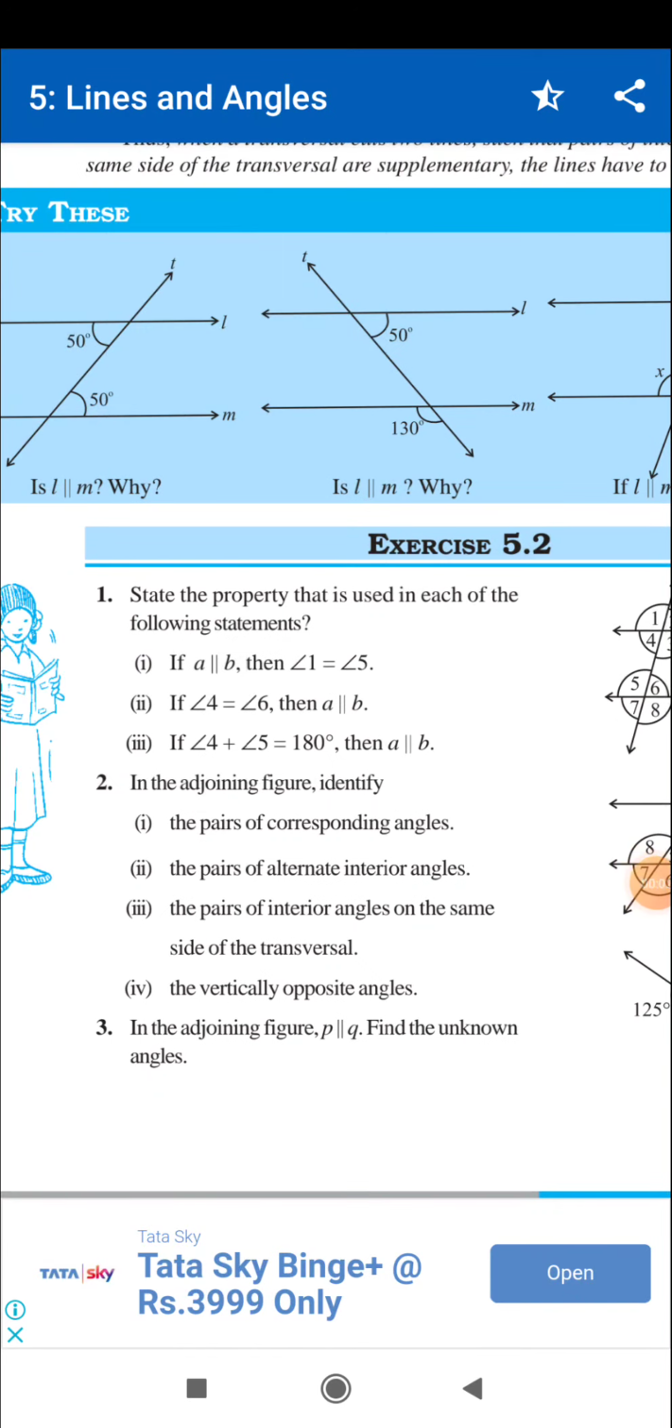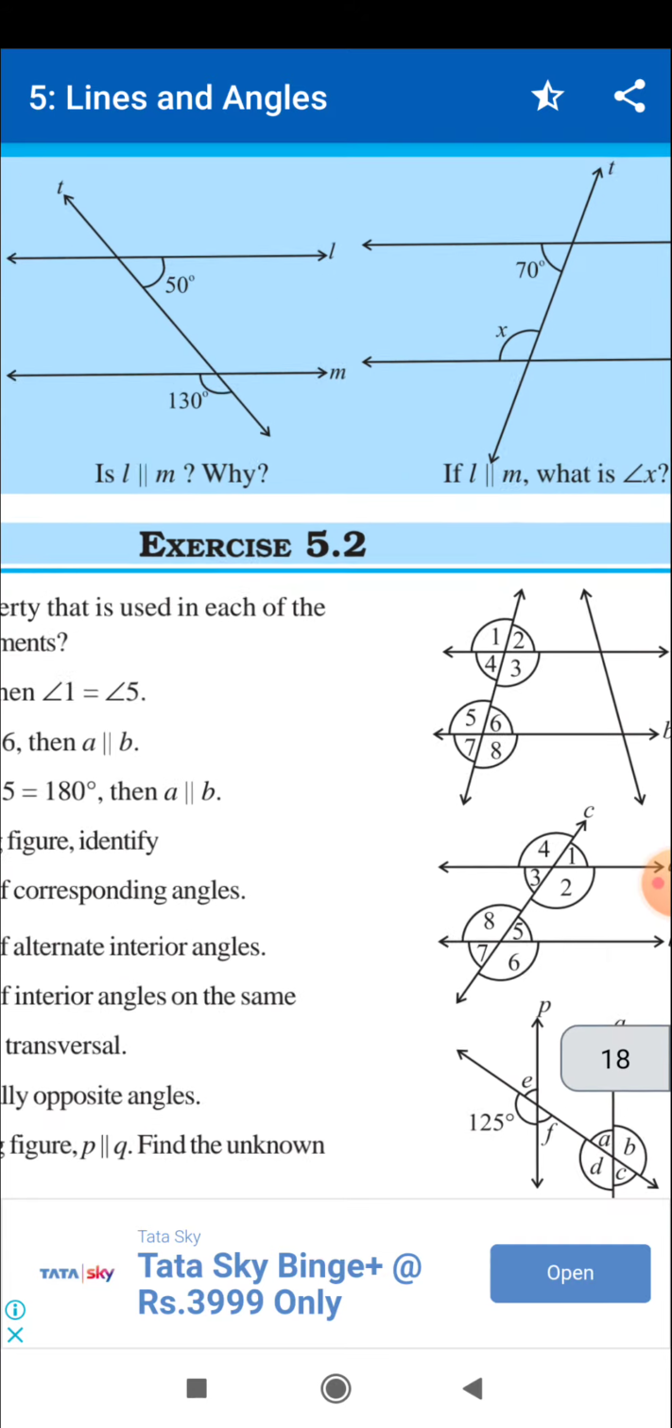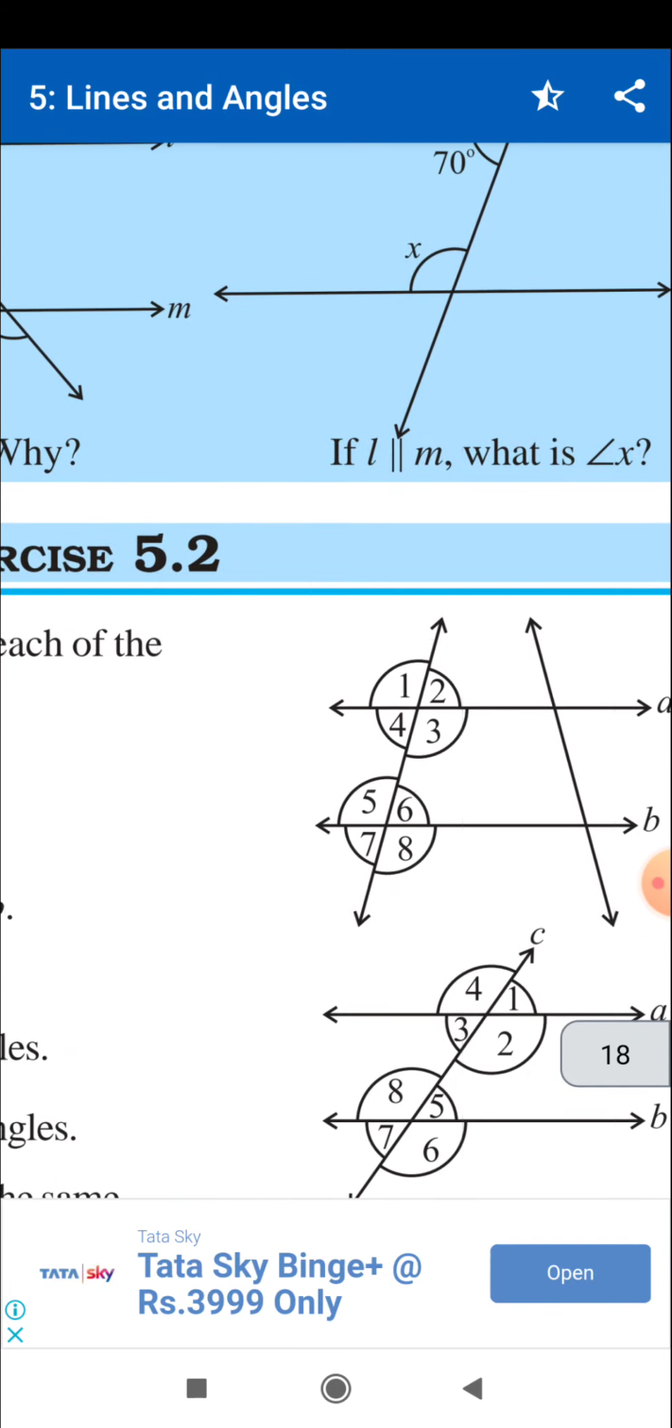Hello everyone. Today we are going to start exercise 5.2, and the first question is: state the property that is used in each of the following statements. The first statement is: if A is parallel to B, then angle 1 is equal to angle 5, and we have to tell the property by which angle 1 is equal to angle 5. If we see in our diagram, we have angle 1 and angle 5.